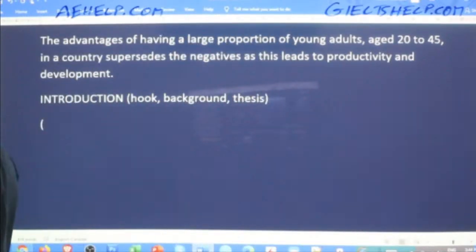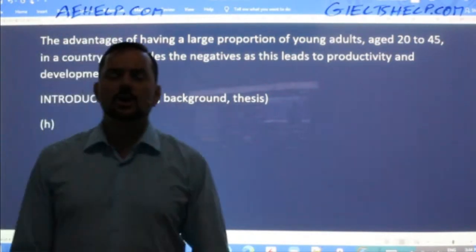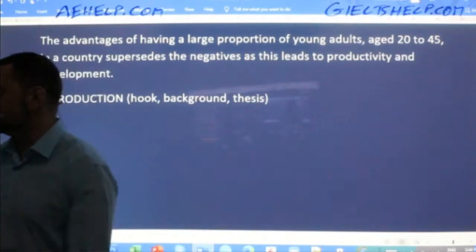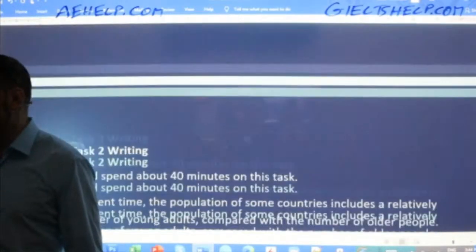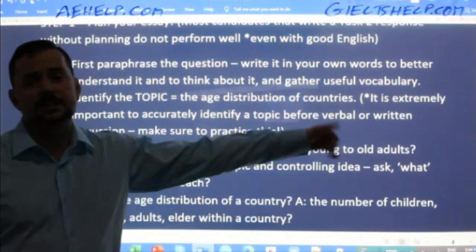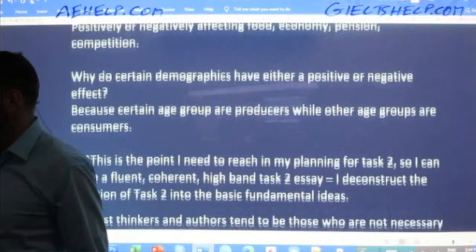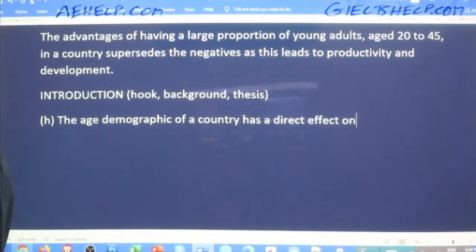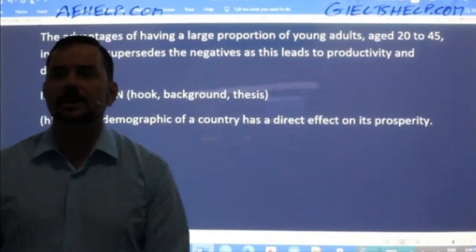So let's write the hook. For the hook, just write the letter H, okay? The hook is an interesting statement with the topic, okay? Short, 10 words. All right. Remember the topic, we have that now. It's clear. Okay. So it's the age distribution of countries. Okay. So write a hook, compare it to mine. All right, there is my hook, okay?